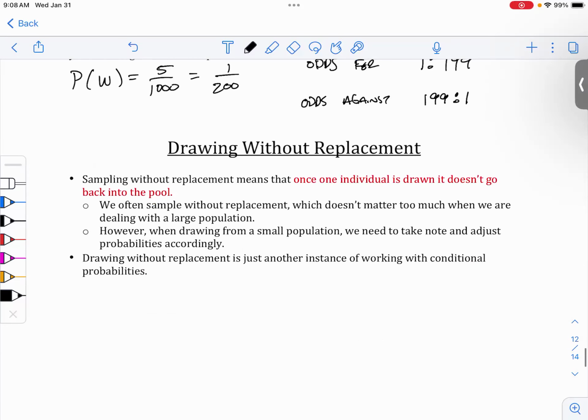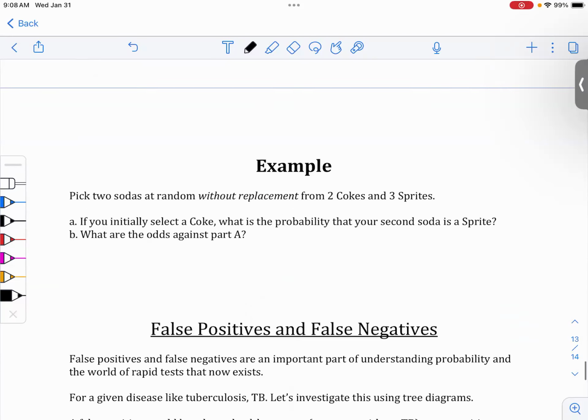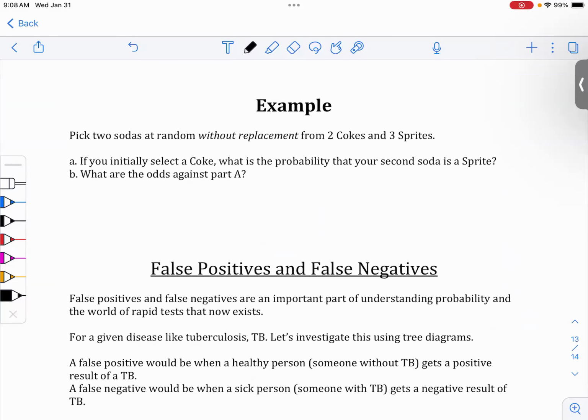So drawing without replacement. We talk quite a bit about probabilities, and a lot of times we kind of assume we have this infinite number, right? We don't change the probability as we calculate things. Without replacement is when you have limited sample size. The most common is a deck of cards. You know there is only 52 total cards. So with odds for, it's important to make sure that you adjust the numerator and the denominator.